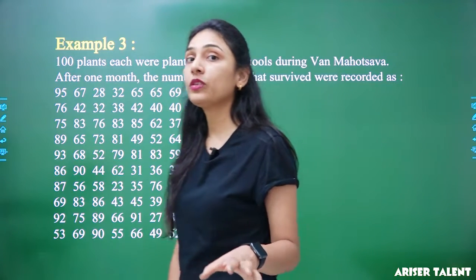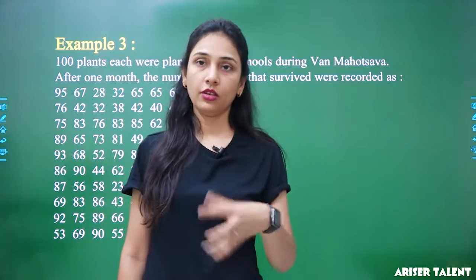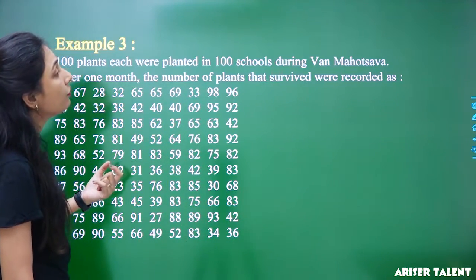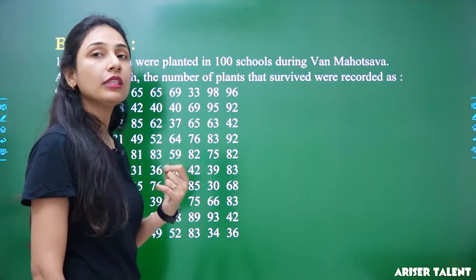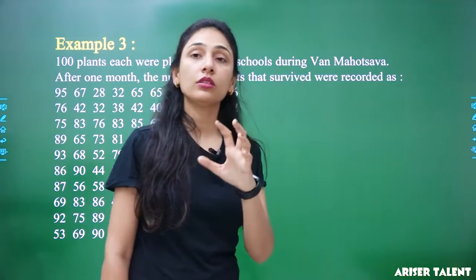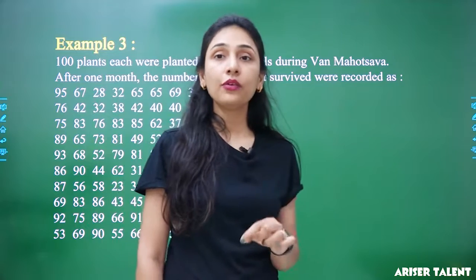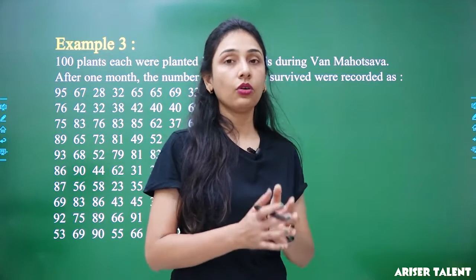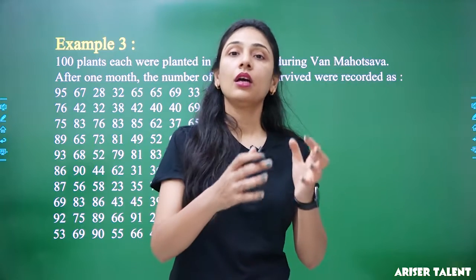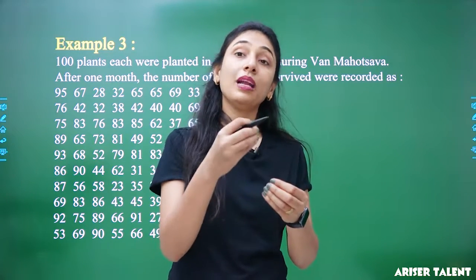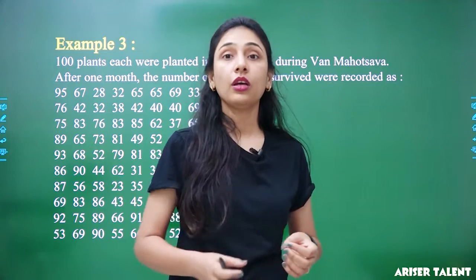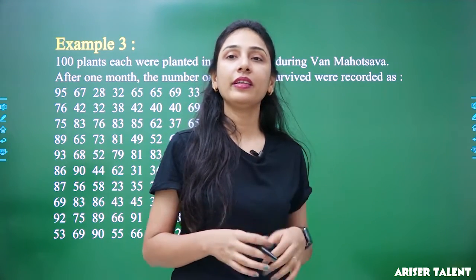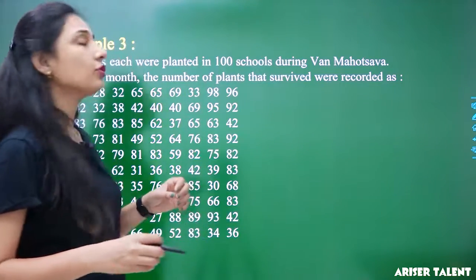100 plants were there in each school. On one Mahotsav, in each and every school, a good deed was taking place: they were planting trees, and that is very good. Okay, they were planting trees. How many trees? 100 trees in 100 schools.